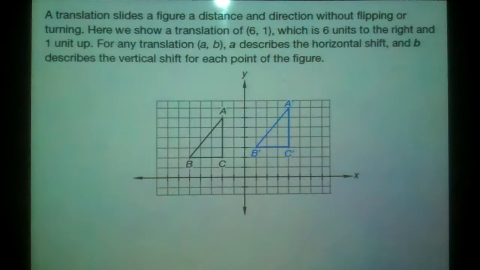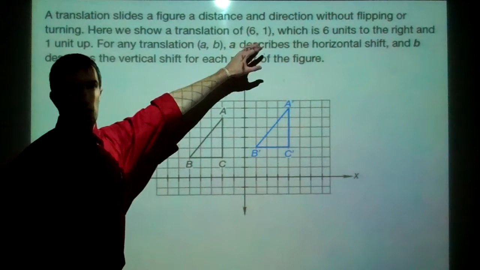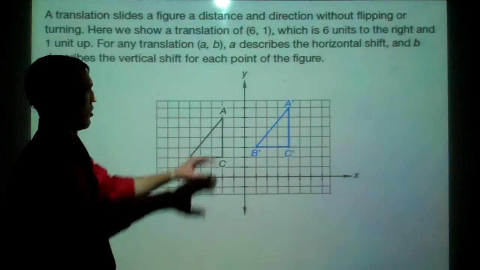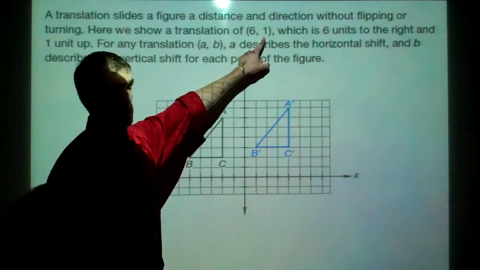Translation was the other one we talked about. That was the one we associated with the word slide. So a translation slides a figure a distance and a direction without flipping or turning. So here we show a translation of 6, 1. Kind of looks like a coordinate or a point. Our points, remember, go horizontal direction first and then vertical direction second.